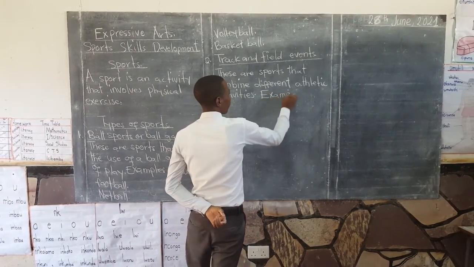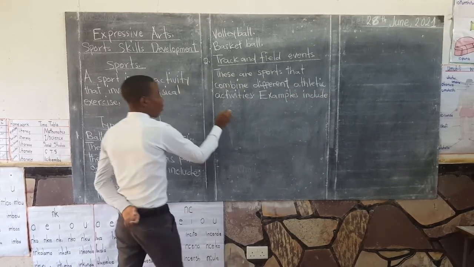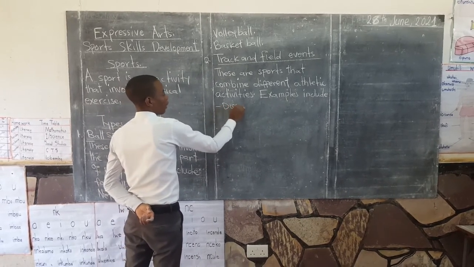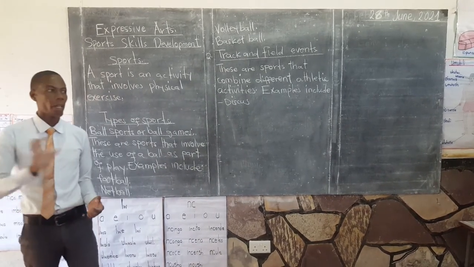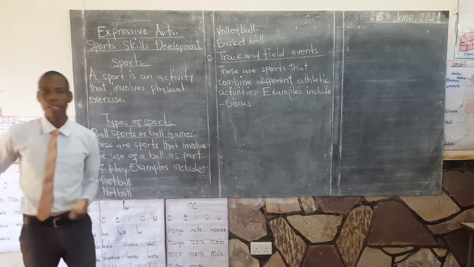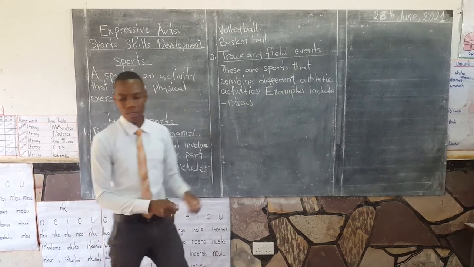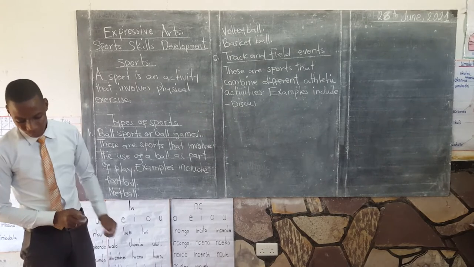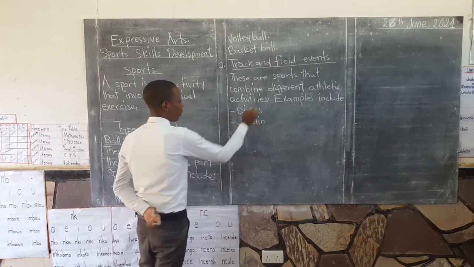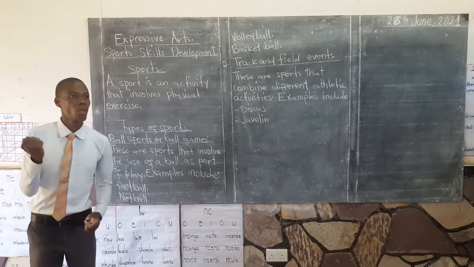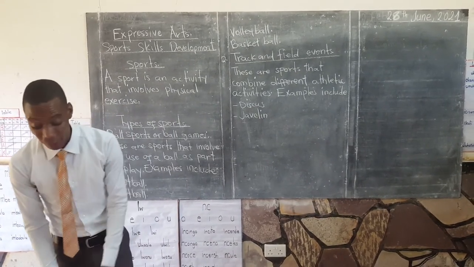Examples include a game called the discus. Discus involves throwing a round object, but for you to throw it, you have to combine the throwing of the discus with some running in it. Apart from discus, we have what we call javelin, the throwing of a spear-like object. Before you can throw the spear, you will have to combine the throwing with the running.